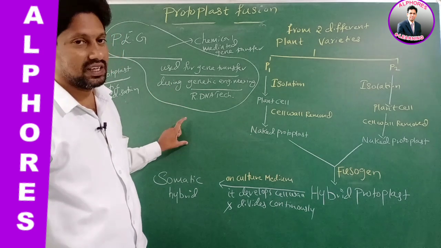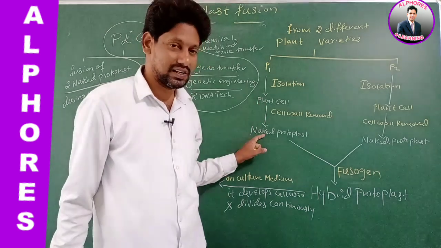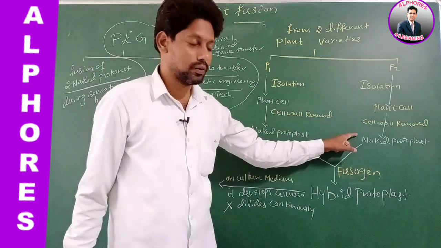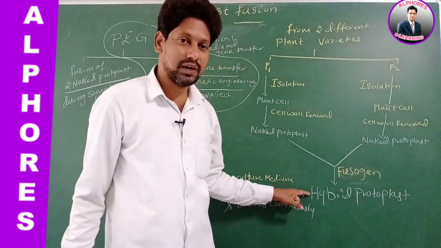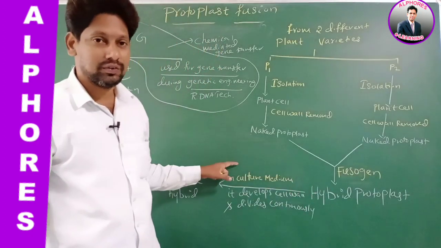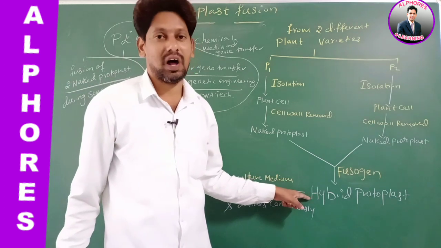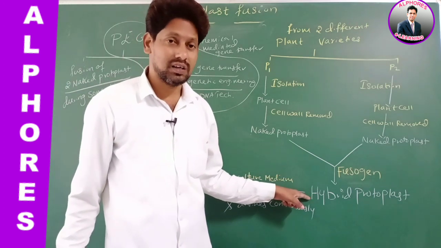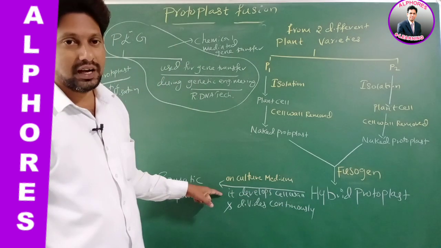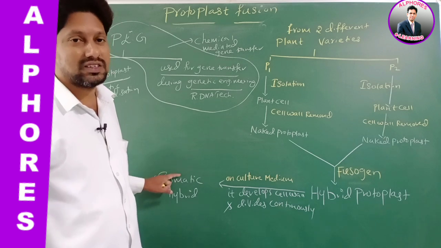Are these statements clear? First we removed the cell wall. We got naked protoplasts. By using a fusogen, we are fusing these two naked protoplasts. Then what did we get? A hybrid protoplast. We culture this hybrid protoplast on nutrient medium. Then the hybrid protoplast developed a cell wall, divided continuously, and produced a somatic hybrid.